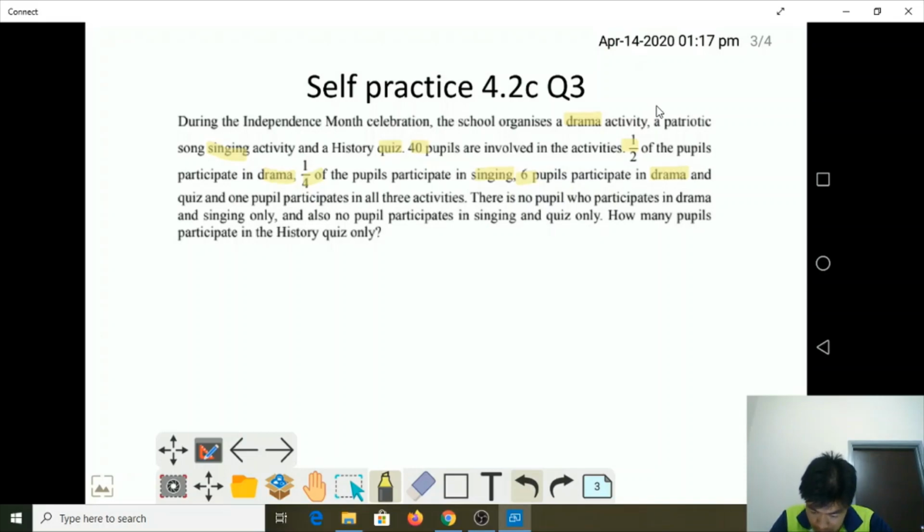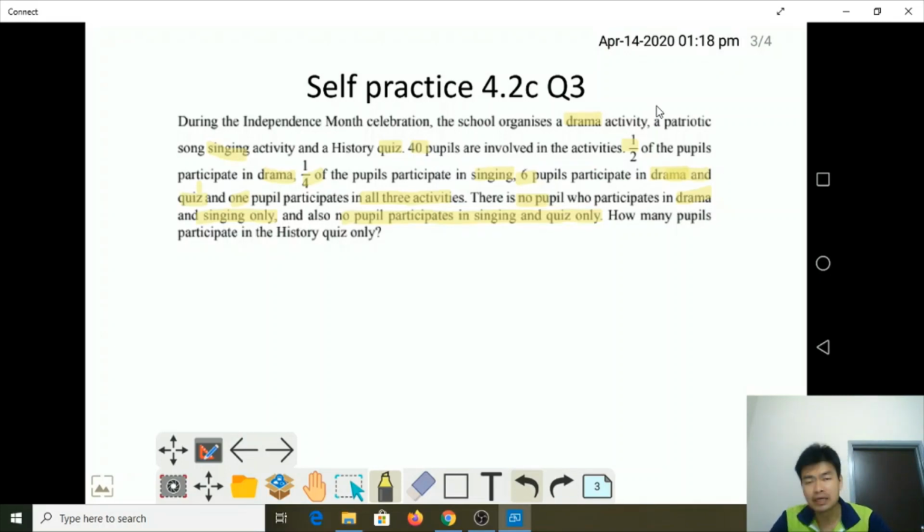And quiz. This is important. There's no word only. The word only is very important. 1 pupil participates in all 3 activities. No pupils participate in drama and singing only. No pupils participate in singing and quiz only. How many pupils participate in the history quiz only?